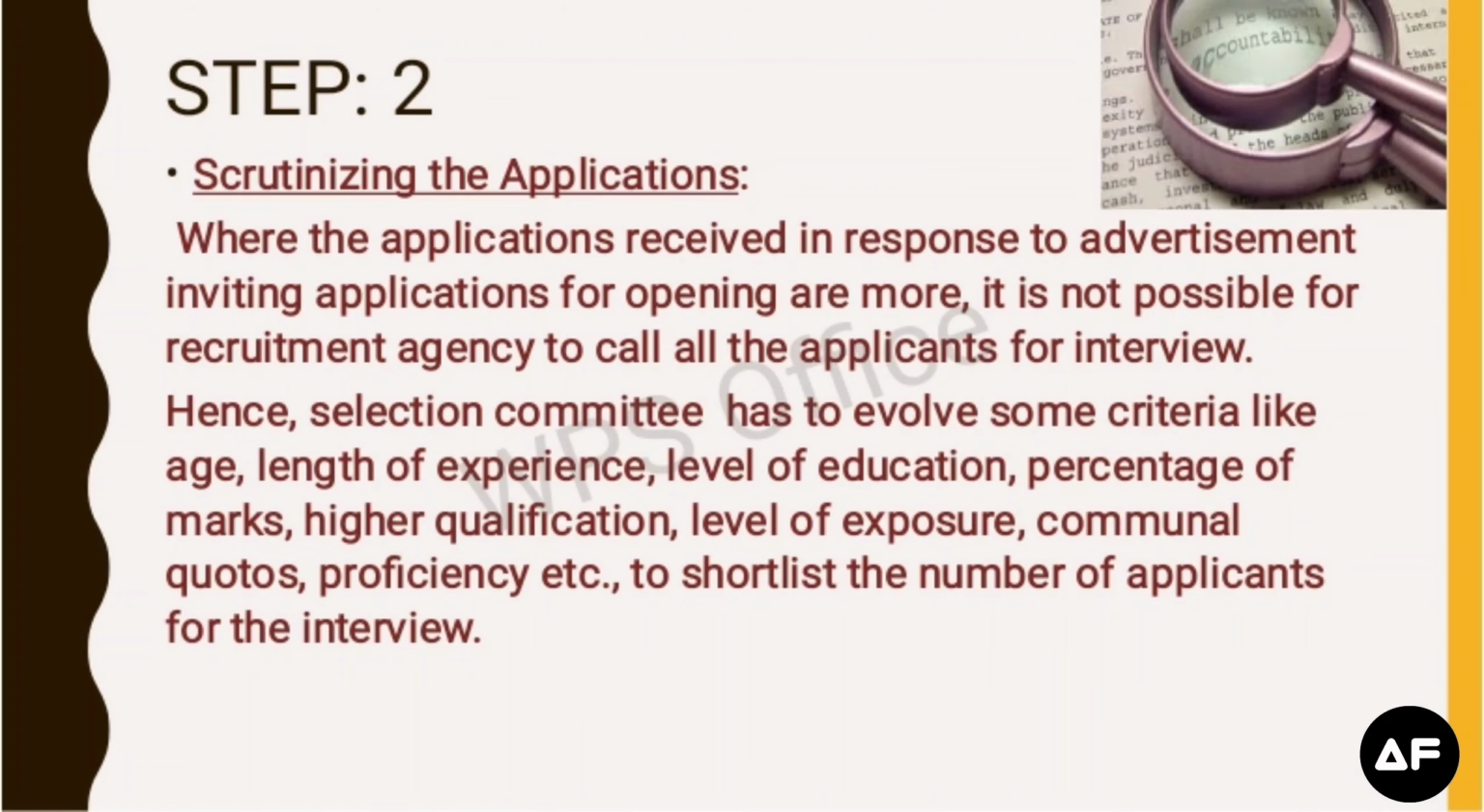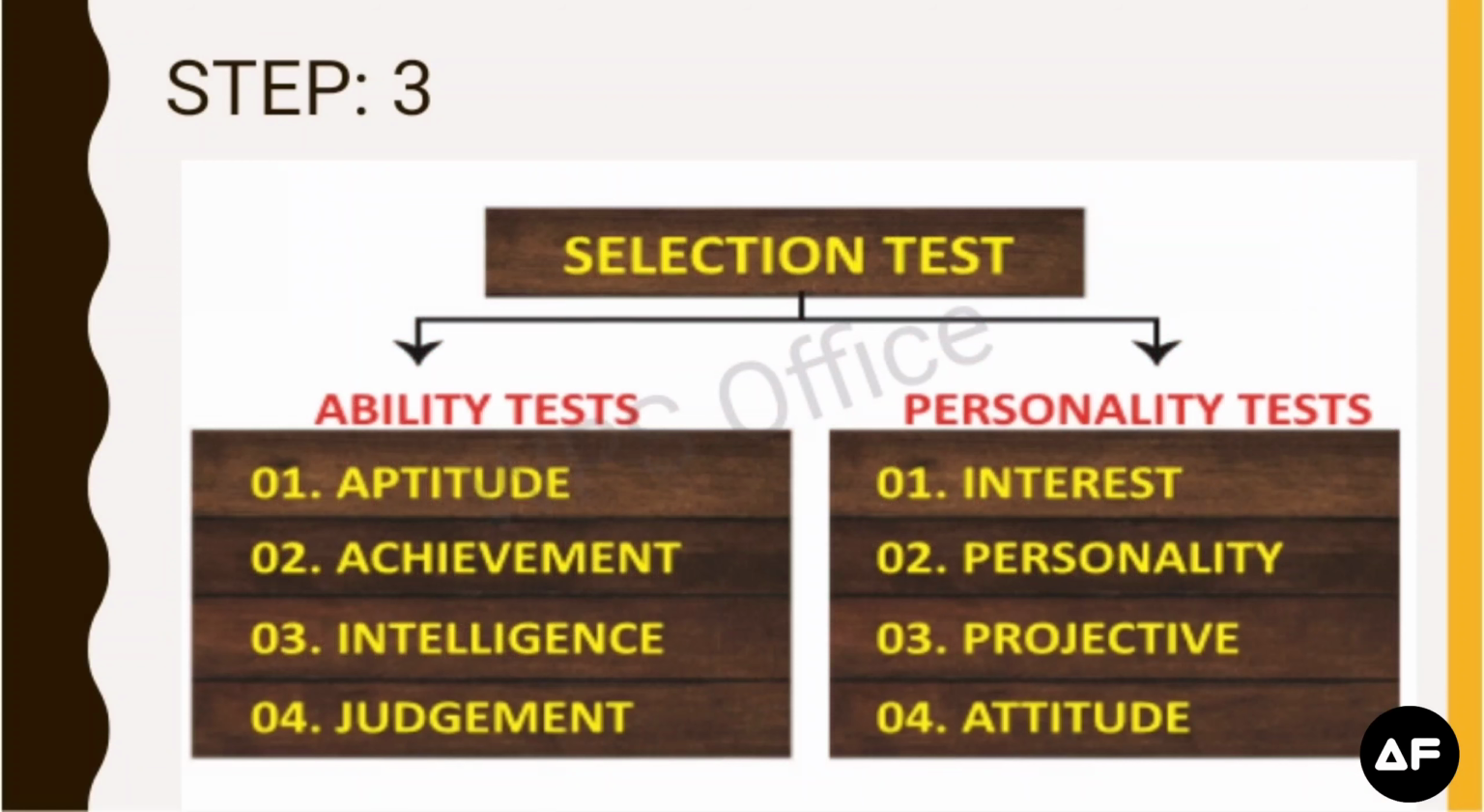Secondly is scrutinizing the employees. According to the requirement of the company, the various details given by the candidates are scrutinized, that is, gone through and shortlisted, as all the candidates cannot be given a job. This process cannot be done by the recruitment agencies. Therefore, the selection committee evolves certain criteria to shortlist the candidates, like age, qualification, etc.